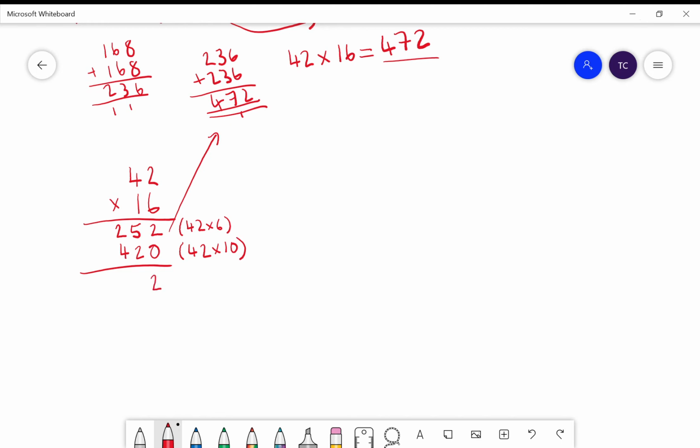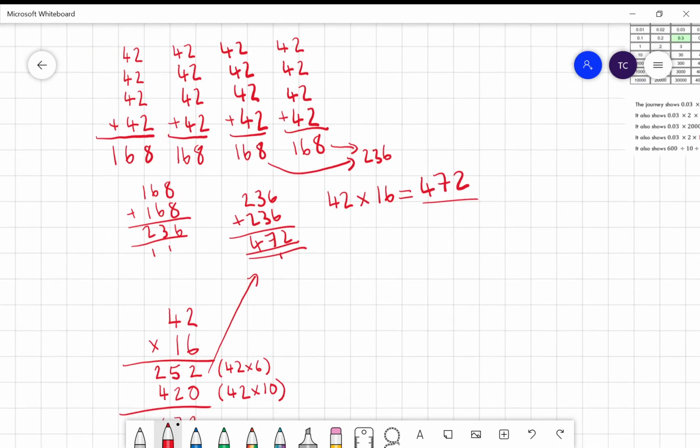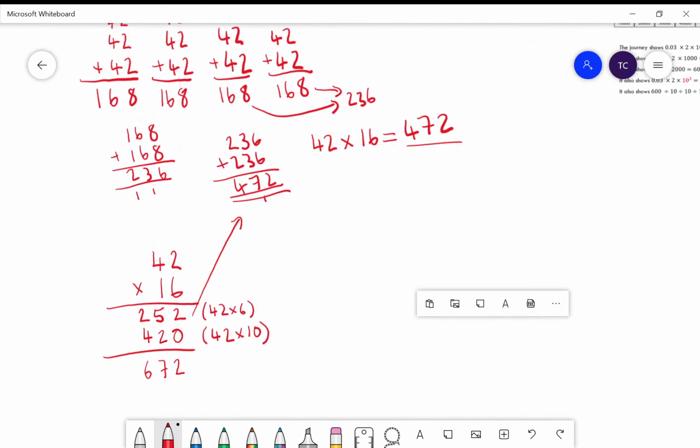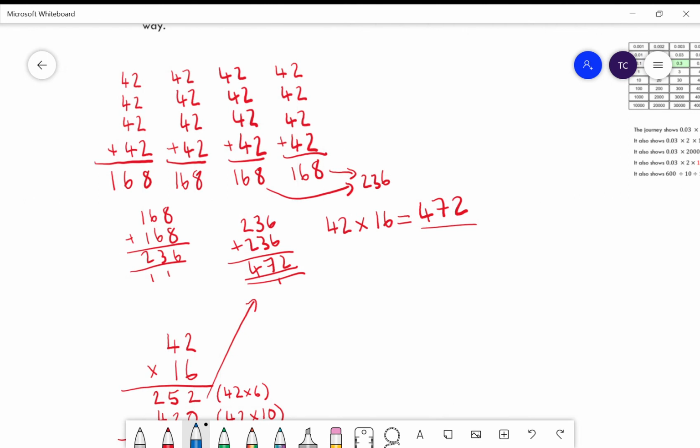So 2 add 0 is 2. 5 add 2 is 7, and 2 add 4 is 6, and that gives me 672. Whereas before, I'm very, very silly, I only had 472. So the 672 looks correct. I'm going to give you a second to see if you can spot the mistake before I write in what it is.